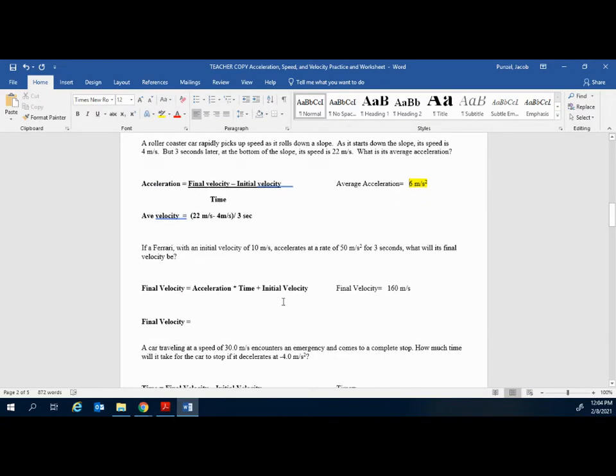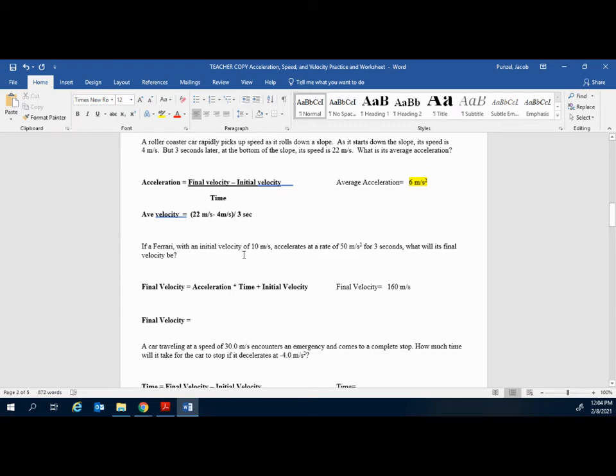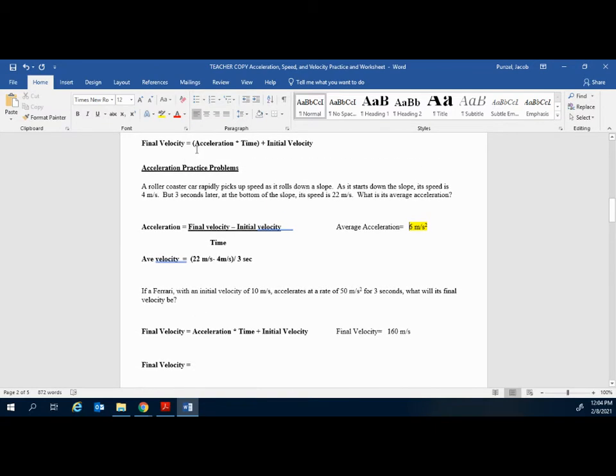All right, so the second problem here: if a Ferrari with an initial velocity of 10 meters per second accelerates at a rate of 50 meters per second squared for 3 seconds, what will the final velocity be? So if we look at our equation here, final velocity we can find by taking the acceleration, which was 50 meters per second squared, and multiplying it by the time, which in this scenario is 3 seconds. And then we are going to add the initial velocity, which is 10 meters per second.